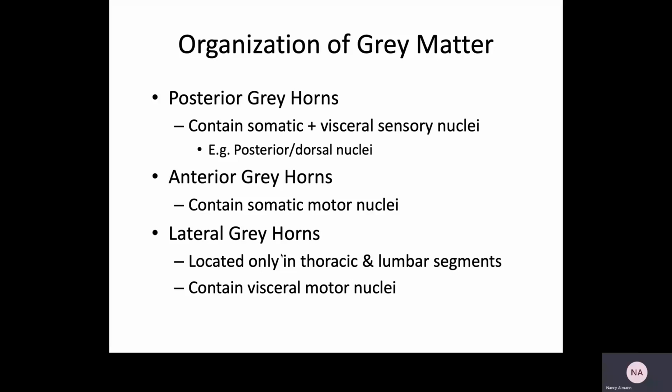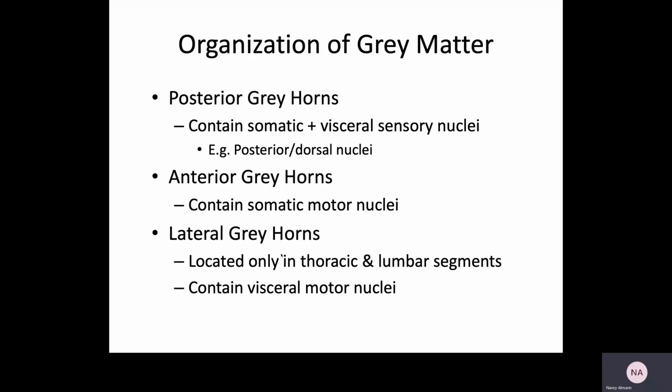The gray matter will be divided into horns. And let's take a look at what holds what. The posterior gray horns, posterior for sensory, sure enough, they're going to contain sensory nuclei, both somatic and visceral. The anterior gray horns, sure enough, is going to contain motor nuclei, descending information.